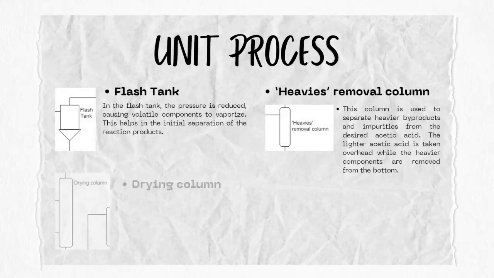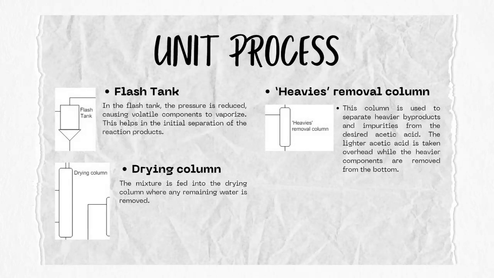Okay, we go to the next unit process description. The next one is the flash tank. In the flash tank, the pressure is reduced, causing volatile components to vaporize. This helps in the initial separation of the reaction products. So the pressure is lower in this component, causing the components in the tank to vaporize.